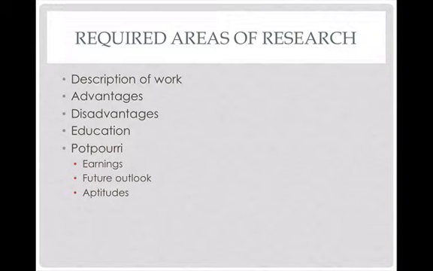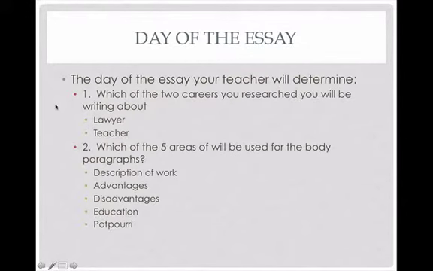So how will it be determined which of these 5 areas here are going to be selected? So we got to go from 5 to 3. This is how it'll happen. The day of the essay, your teacher is going to determine a couple of things. Number one, they're going to determine which of the 2 careers that you researched you will actually be writing about. So they may decide teacher or lawyer. They're going to pick the day of, and you don't know. So you have to have 2 outlines prepared and ready to go.